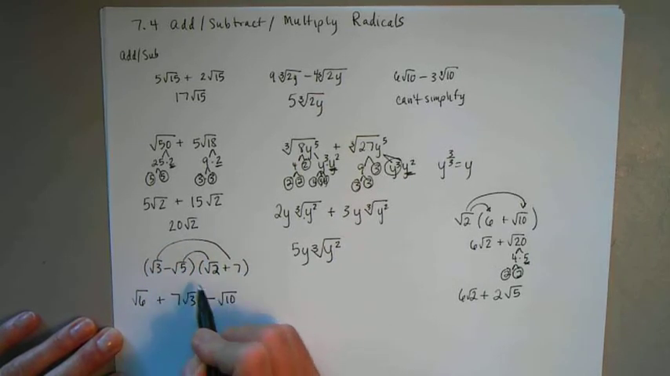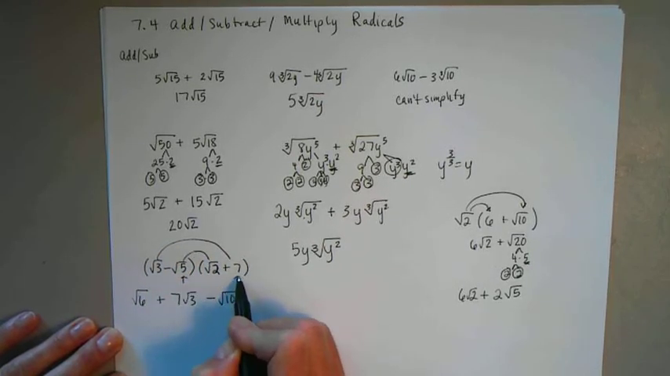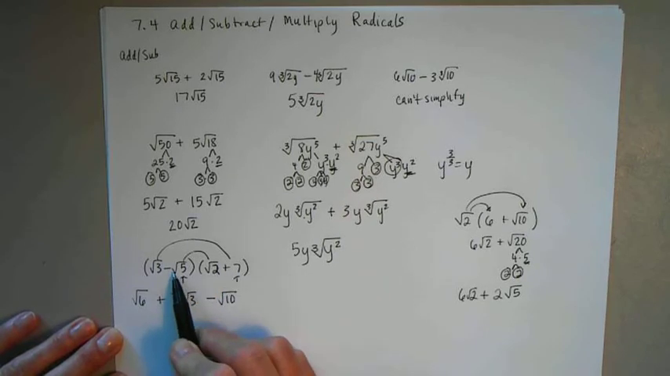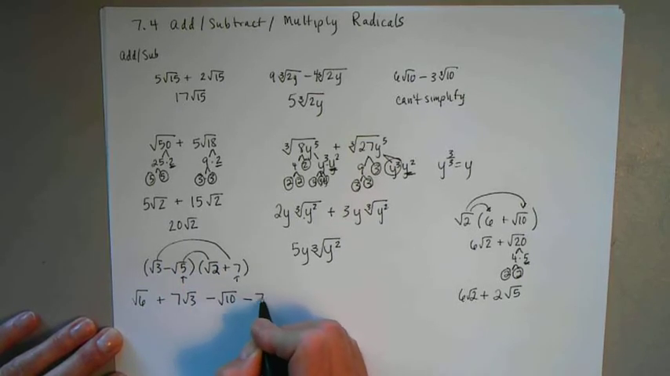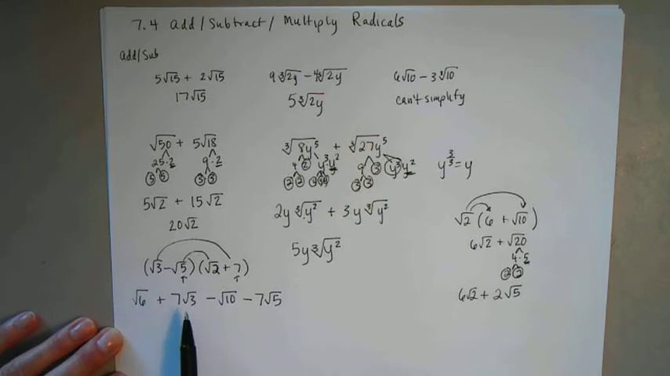That's right there. Now I'm going to do the last times the last. So I have 7 times negative root 5. So I get negative. So they just look like that. And then just check for any like terms. And there aren't any. So you can't combine anything. So you're done. That's your answer.